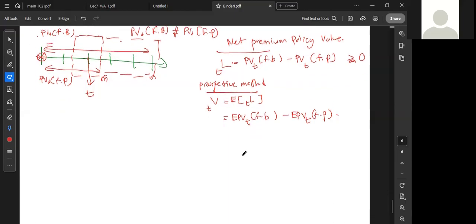So at time t equals 0, the reserve is 0, because if we are calculating the premium using the equivalence principle, this is 0. And also, if it is n-year term life insurance, then at the end, it is 0.